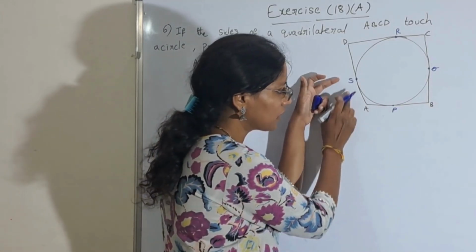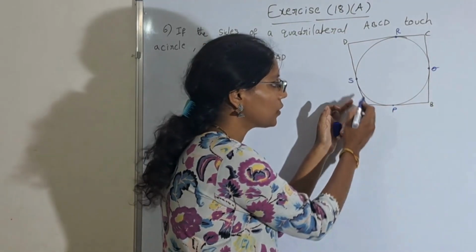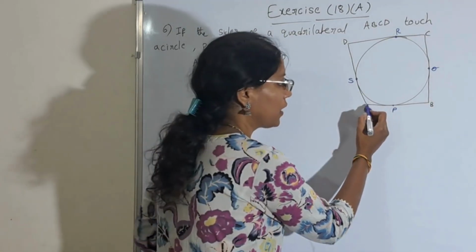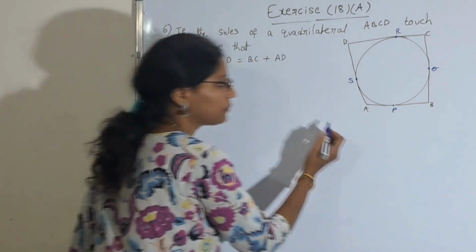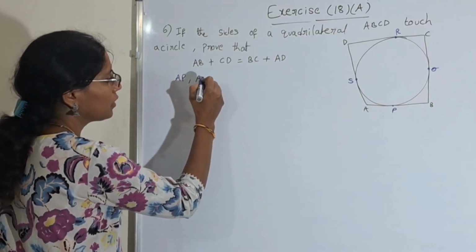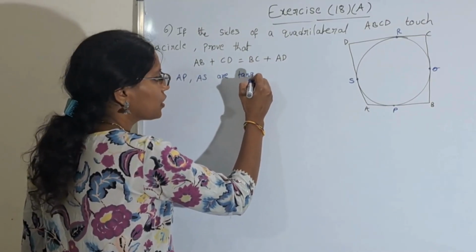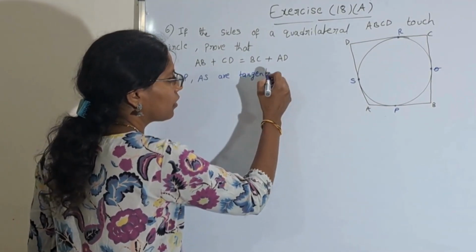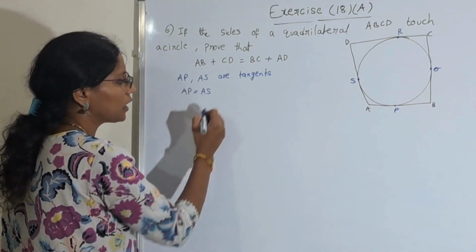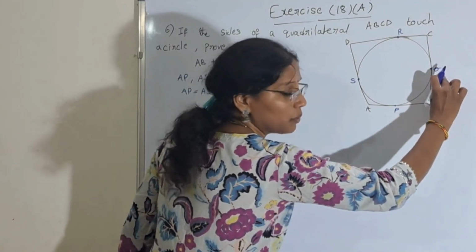First you should observe this one. Here AB is tangent of this circle and AS also tangent of this circle. A is the external point to the circle. So AP is equal to AS, we can write, AP comma AS are tangents. AP is equal to AS. Equation 1.